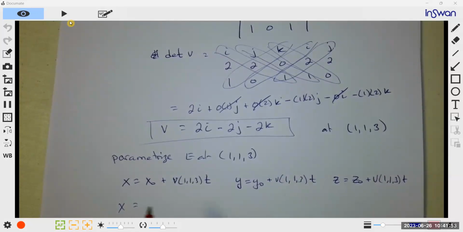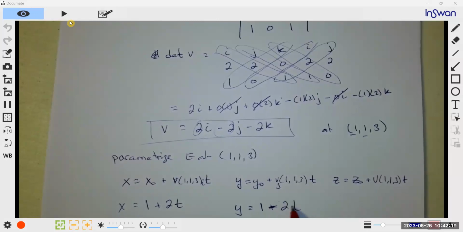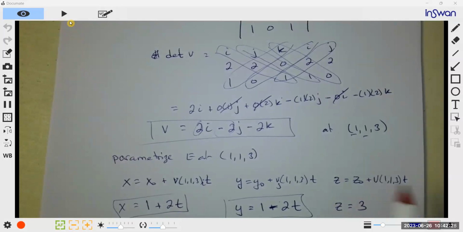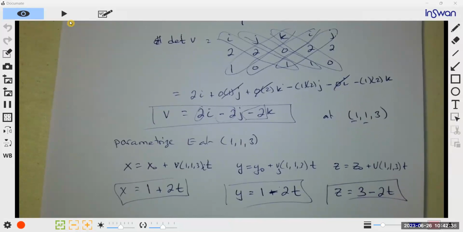So our x value is 1. The i component is 2t. y sub 0 is 1. The j component is negative 2t. z sub 0 is 3. The k component is negative 2t. That's how we find those.